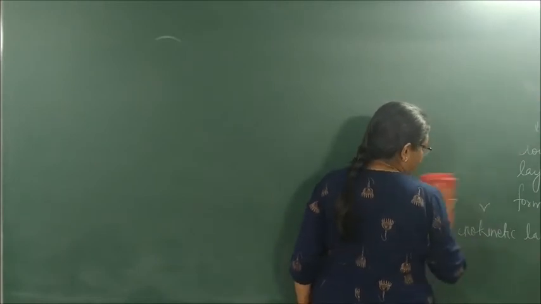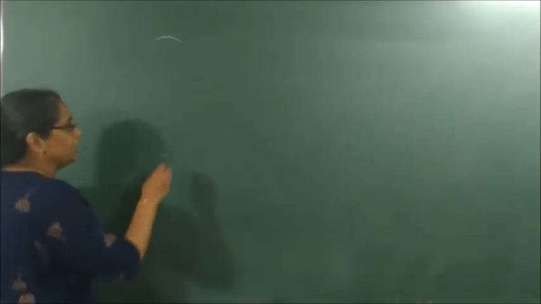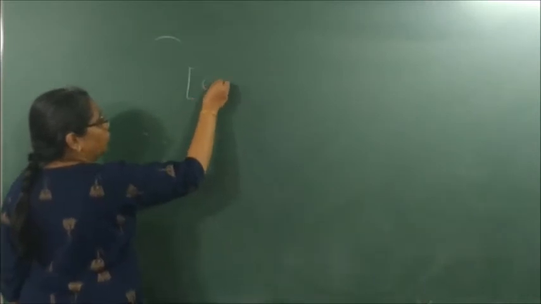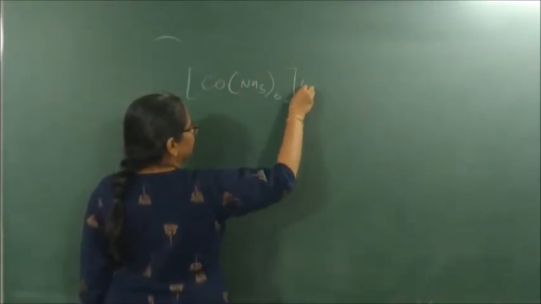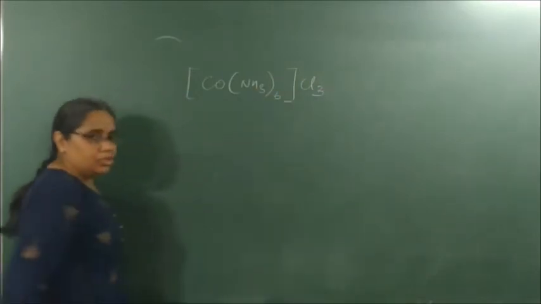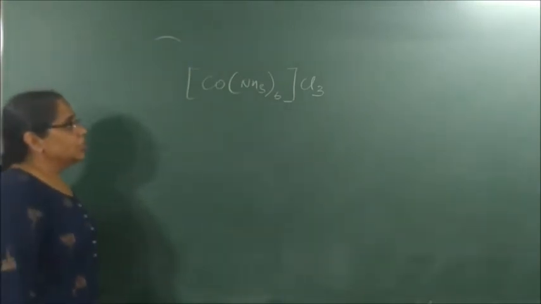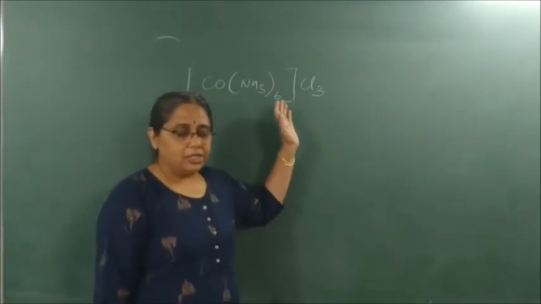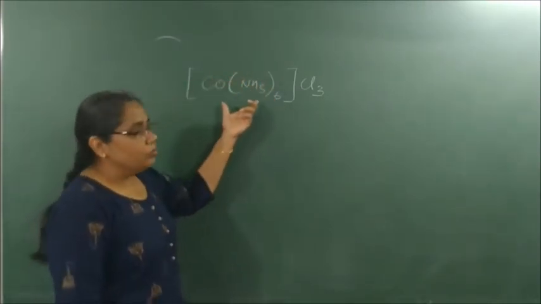Now we will represent Werner's theory in the form of structures and see how exactly we studied. Werner took the example of [Co(NH3)6]Cl3. This is the compound which he took as an example. What is this compound? I can also write it as CoCl3.6NH3, hexaamminecobalt(III) chloride.